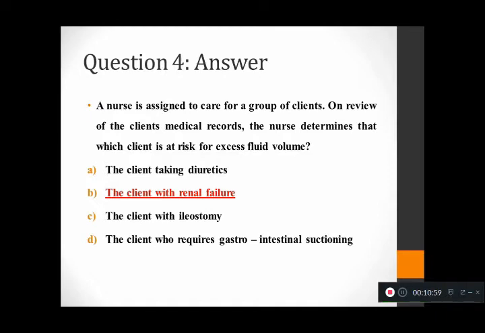Sorry, option A, option C, and option D: the client taking diuretics, the client with ileostomy, and the client who requires gastrointestinal suctioning are at risk of fluid volume deficit. So choose the answer B, the client with renal failure, having more chance to develop excessive fluid volume.